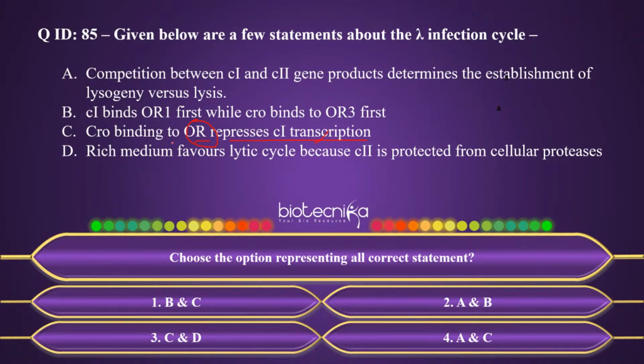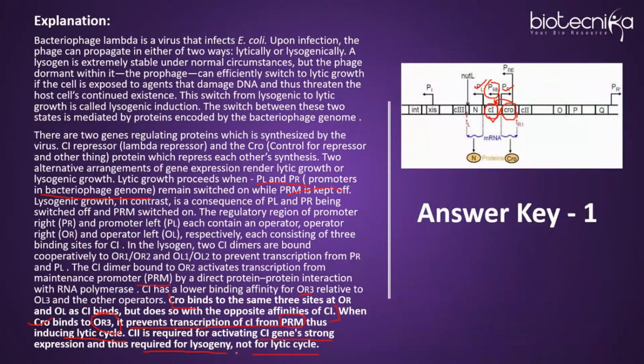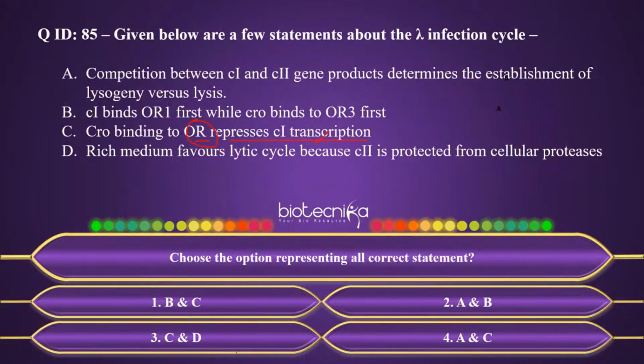As a result, if this C1 transcription doesn't take place, then what happens? The lytic cycle won't be taking place. So this is the whole explanation for this particular question.